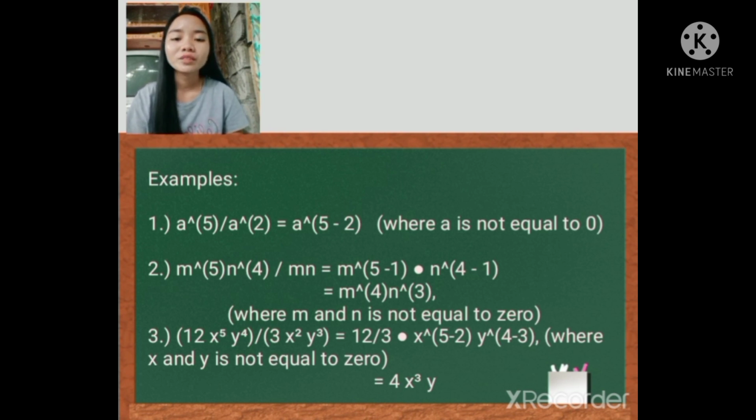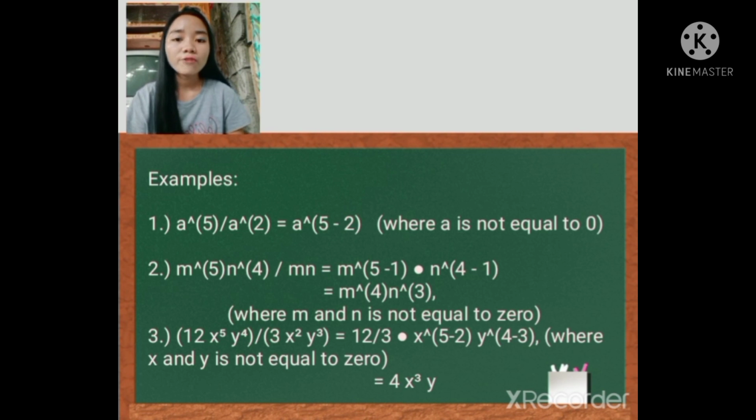Number 2. m to the power of 5, n to the power of 4 over mn equals m to the power of 5 minus 1, which is 1 is the exponent of the denominator m, times n to the power of 4 minus 1, which is 1 also, is the exponent of the denominator n, equals m to the power of 4, n to the power of 3, where m and n are not equal to 0. Number 3.